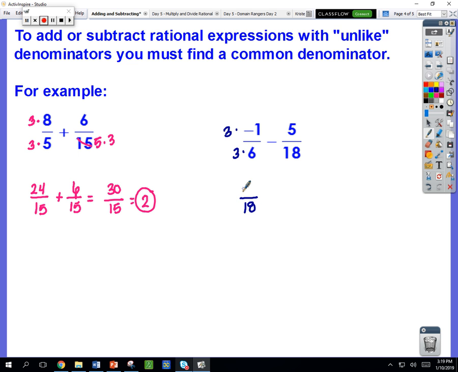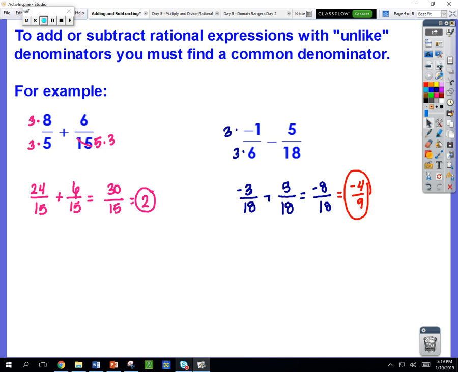And then 3 times negative 1 is negative 3. This one was already an 18 on the bottom, so I can leave it alone. And then I have the 5. So now I'm just going to leave the bottom 18 because they match. And then do negative 3 minus 5, which gets more negative, which is negative 8. If I can, I am going to reduce it. And in this case, I can. So I end up with negative 4 over 9.